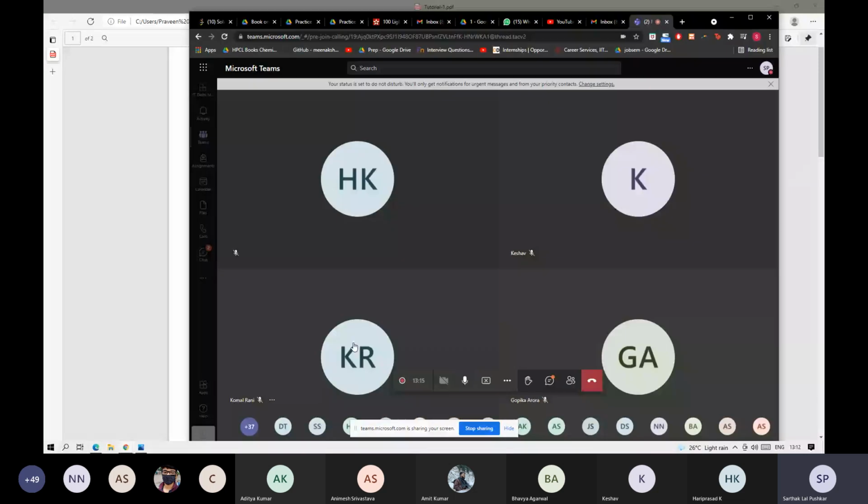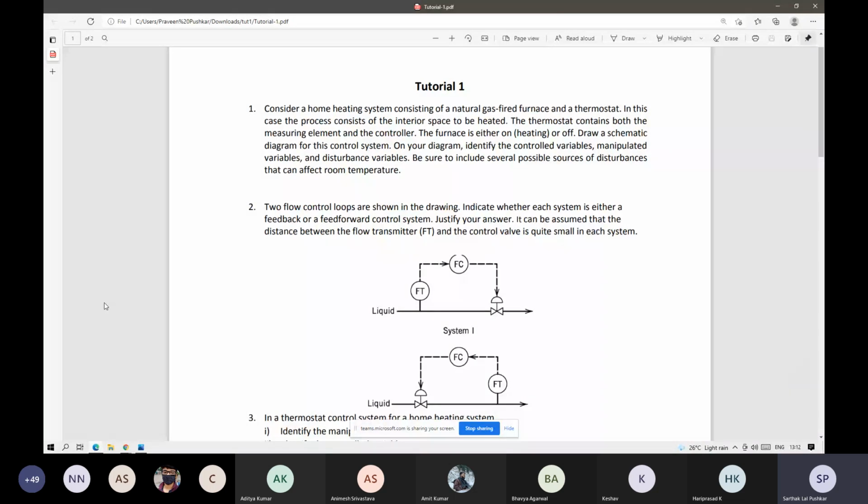Hello. So I'll just explain the question. The question asks us to find the controlled variables, manipulated variables, and disturbance variables in a home heating system. The home heating system consists of a natural gas fired furnace and a thermostat. So first you need to draw the diagram and then try to find the variables. Please try it. Any queries? Hope you have all understood.